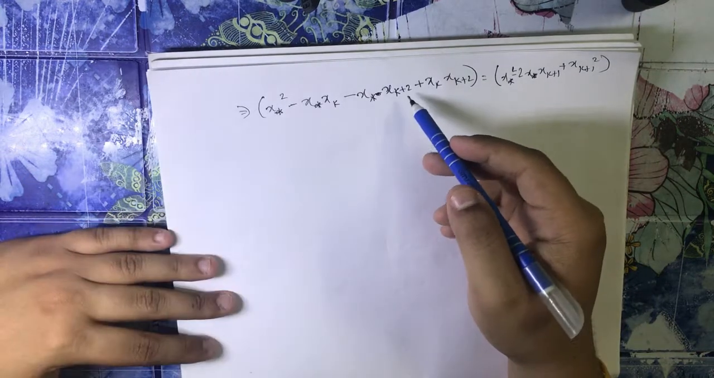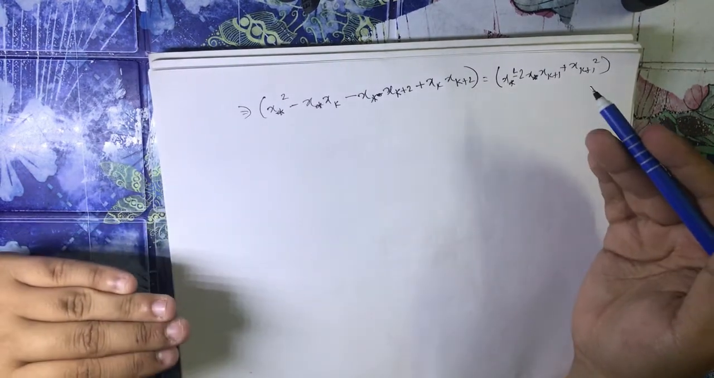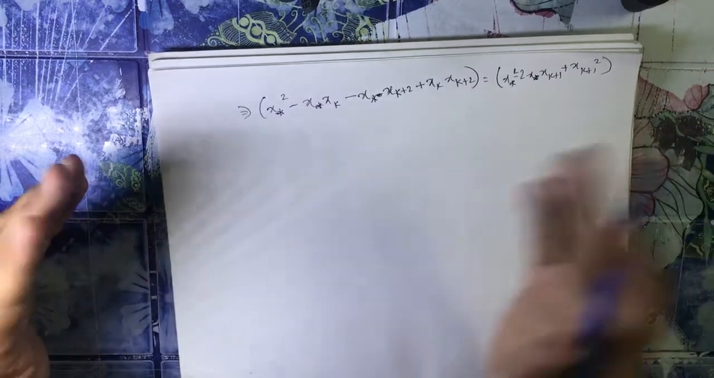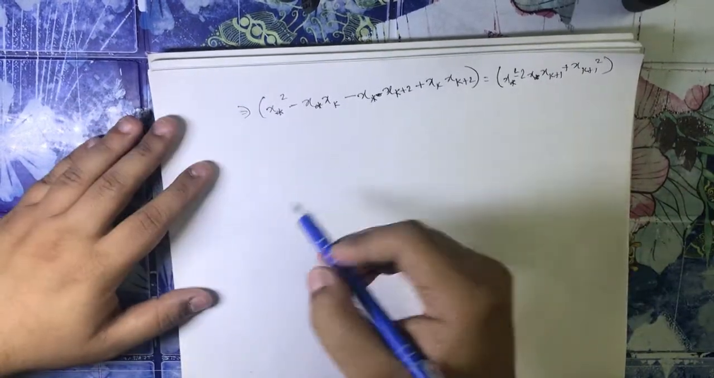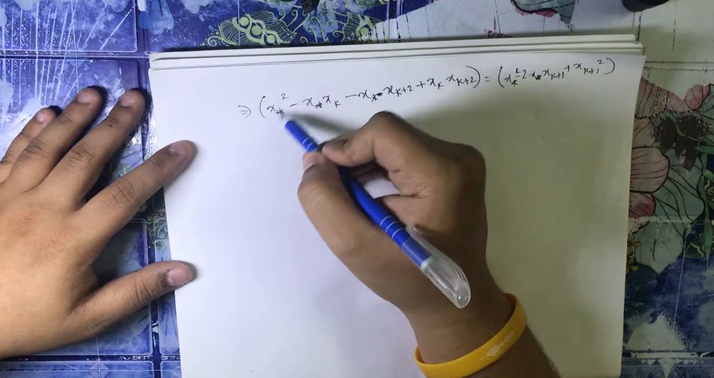All right, so if we simplify it and bring the x star, basically the root terms, to one side, just a simple simplification.